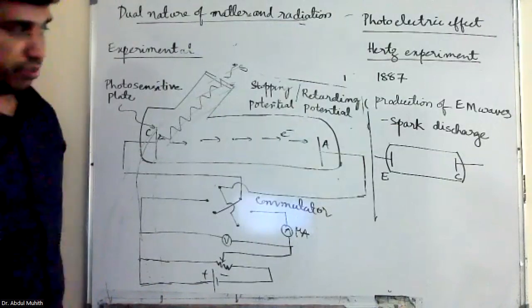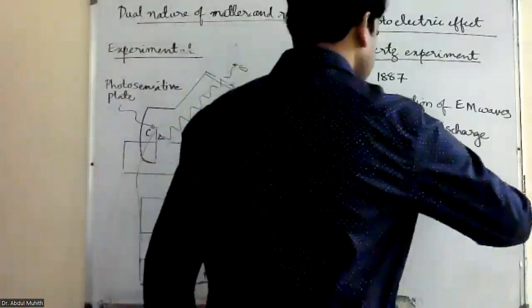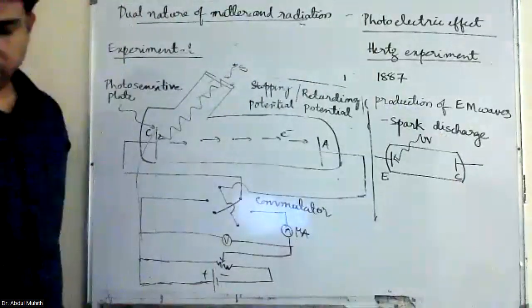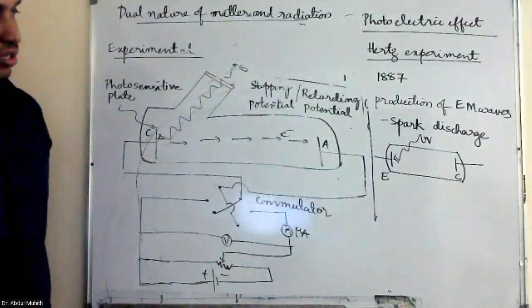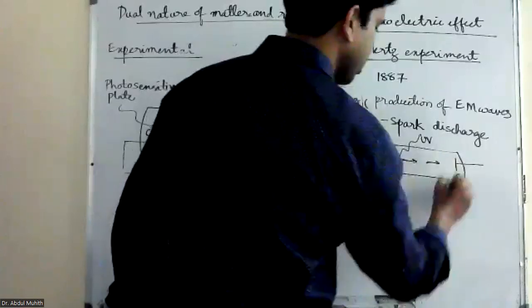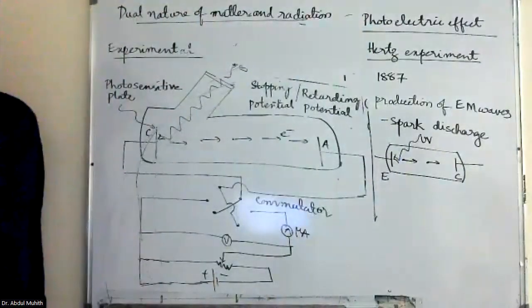He took E for emitter. So what happened is ultraviolet light was incident on this. It was made to be incident on the emitter. Then what happened? Electrons started coming out, and they were collected by the collector.